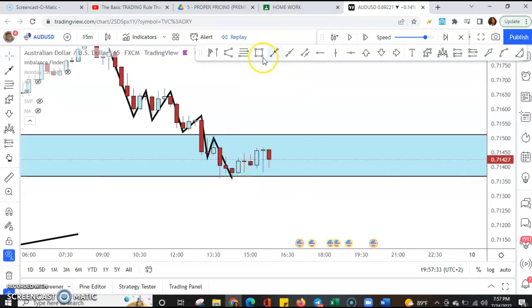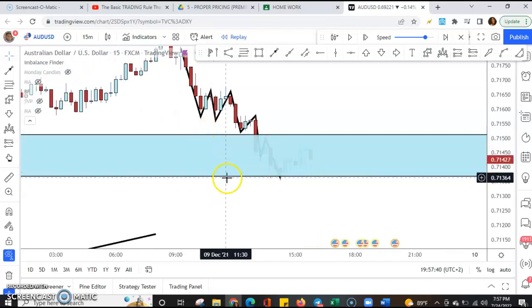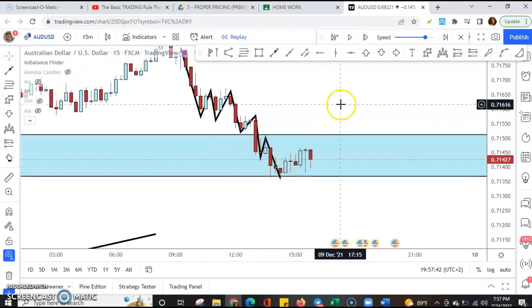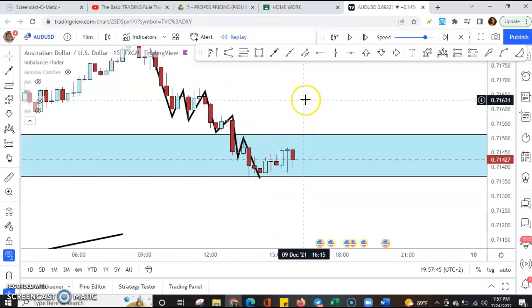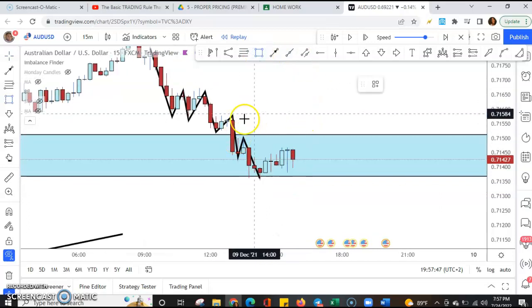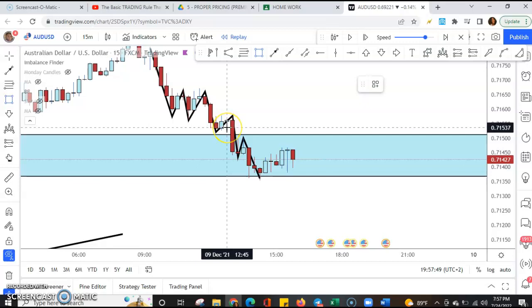I just look for starting points, and then I try to find one that's out of the danger zone. The danger zone is the area where I don't know if this market is going to continue up or down. So I'm going to place my starting point, my area of interest, right here at this level.